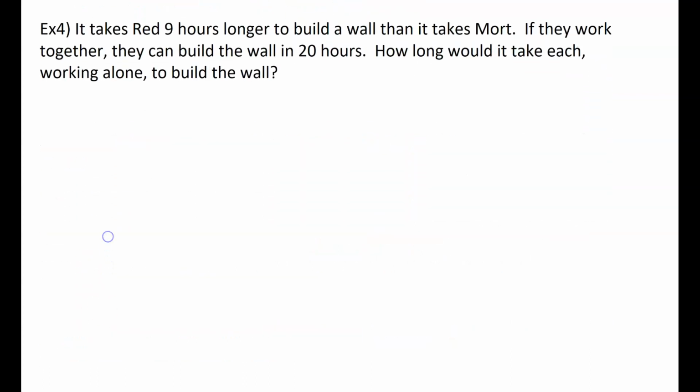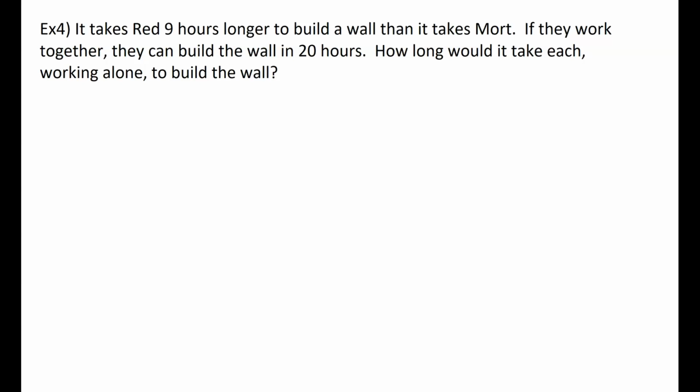All right, here's our next one. It takes Red 9 hours longer to build a wall than it takes Mort. If they work together, they can build the wall in 20 hours. How long would it take each working alone to build the wall? All right. So first, let's think about, it takes Red 9 hours longer than Mort. Okay, except do we know how long it takes Mort? No, we don't know how long it takes Mort.